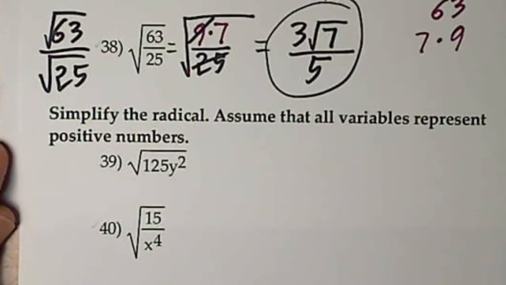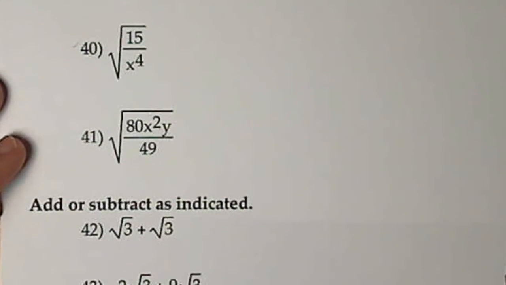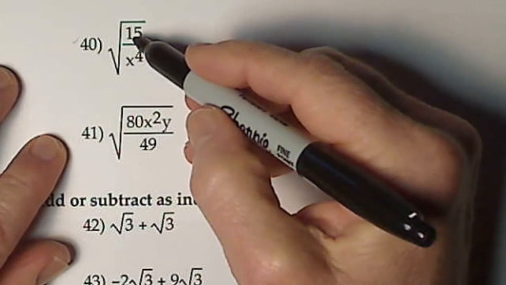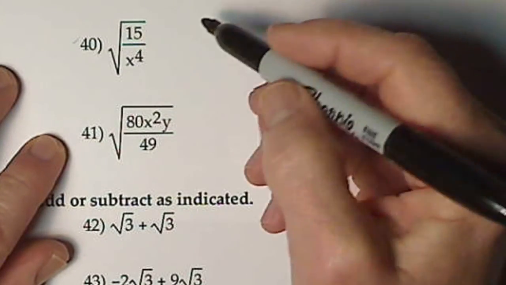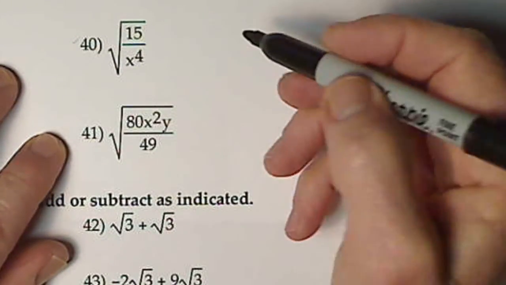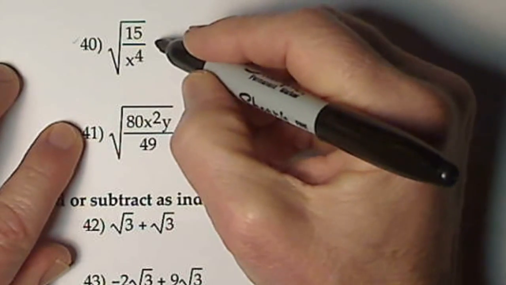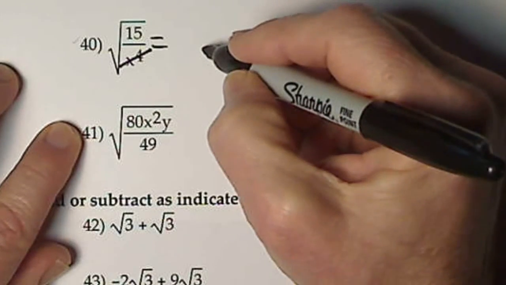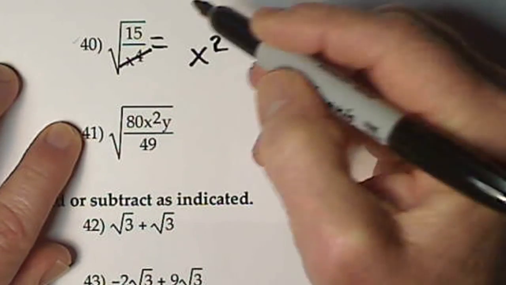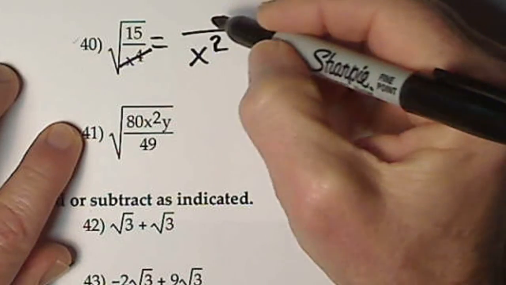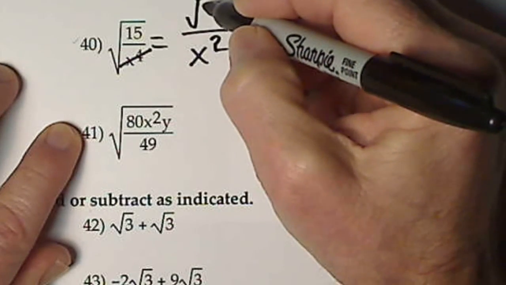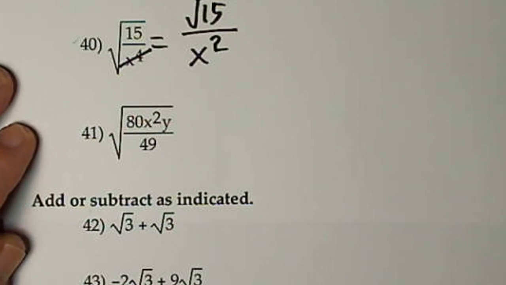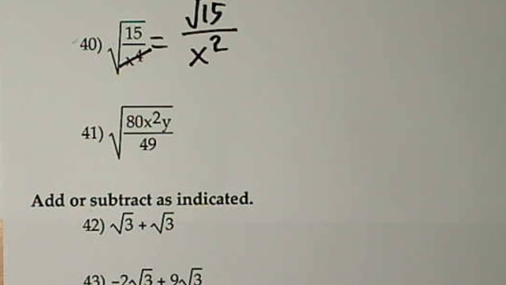And then let's see, number 40. We've got another situation where this is going to crop up. 15 is made up of 3 times 5, so we're not going to be able to get anything out of that. X to the 4th is a perfect square. Okay, so the square root of x to the 4th is x squared, but this 15 is still trapped under the radical, so you'll have square root of 15 up in your numerator. Okay, and I think we'll pause it there.